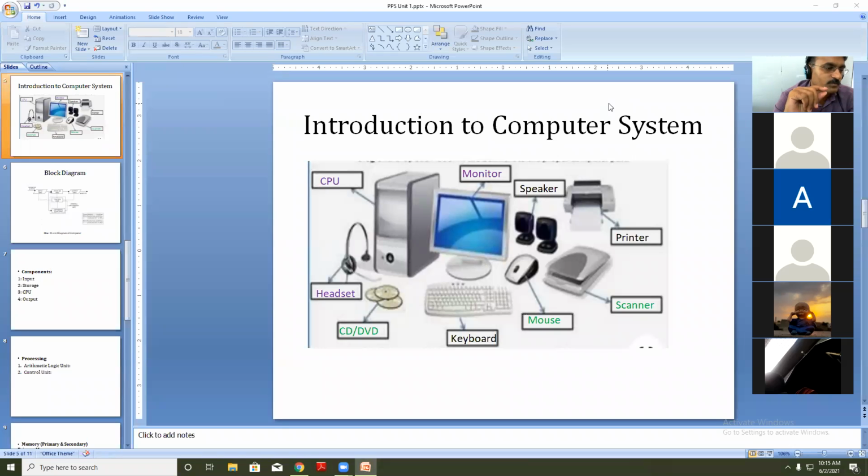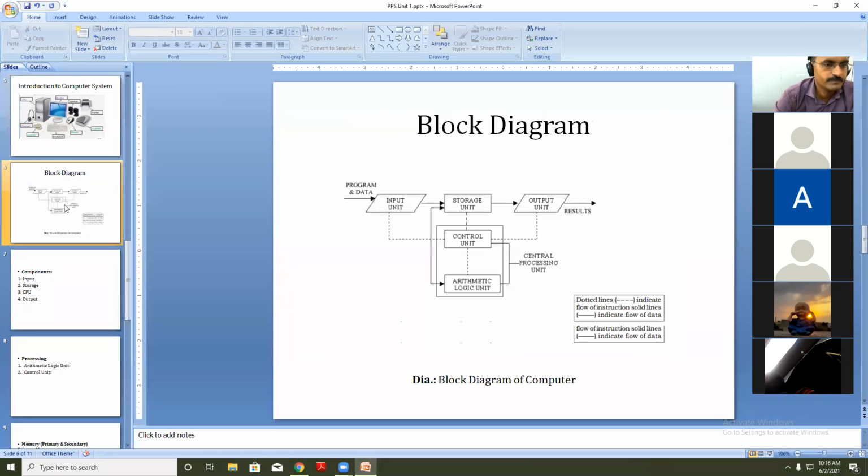Now we have one more, processing. We will go to this part, but in general, I think you have understood the computer system. Have you understood? Yes, sir. Okay, so we will move to the next slide. Just a minute, I will move to the next slide.